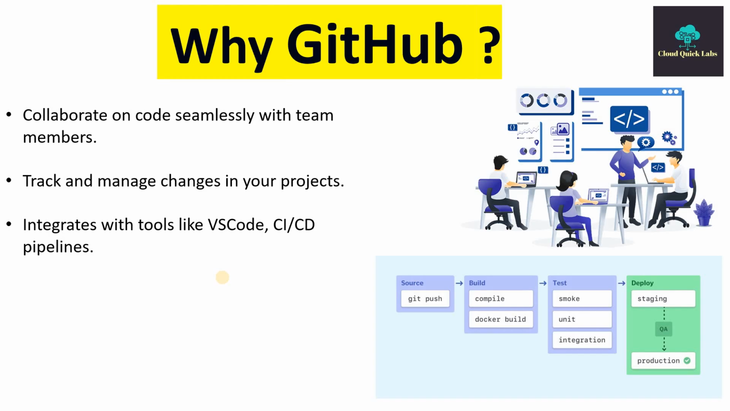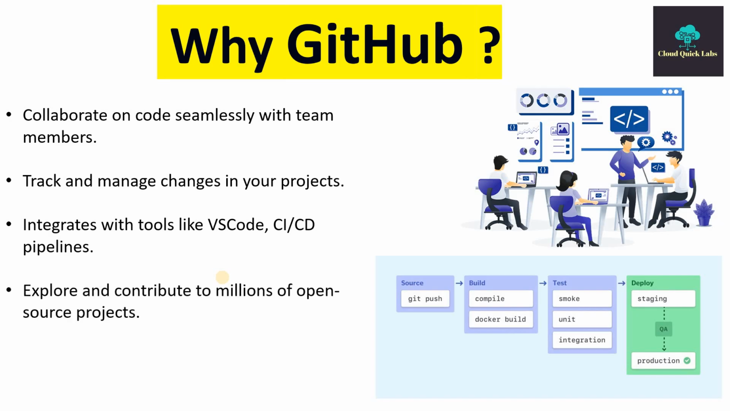As you see on the left hand side, that's how the process goes ahead. You have a source code where the GitHub push is used. You do a build using the CI/CD definition. You do testing during the build or deployment, and then finally you deploy to the environment. And then you can explore and contribute to millions of open source projects.